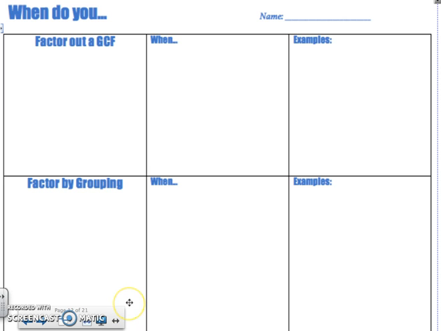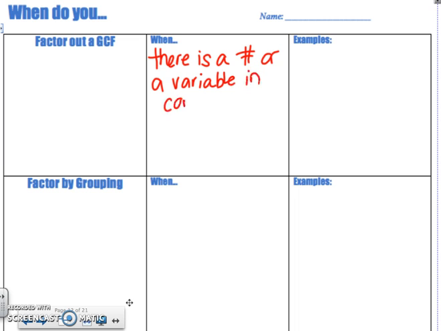So you can factor out a GCF when they have a number in common. So when there is a number or a variable in common. Okay, so this should kind of be the first thing that you think about when you see a problem. You should ask yourself, can I factor something out? Is there something that they have in common? Is there a number they all have in common? Or is there a variable that they have in common?